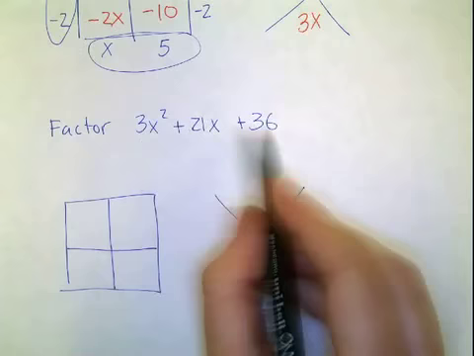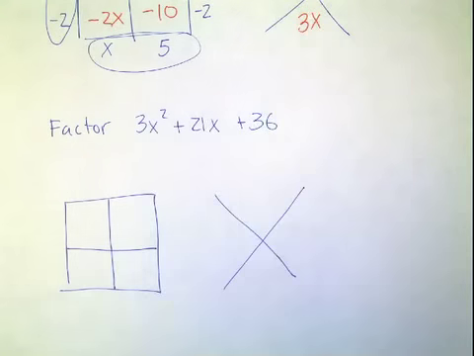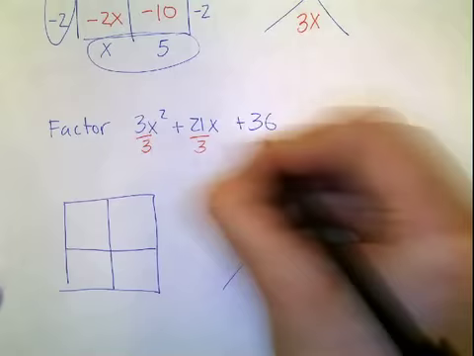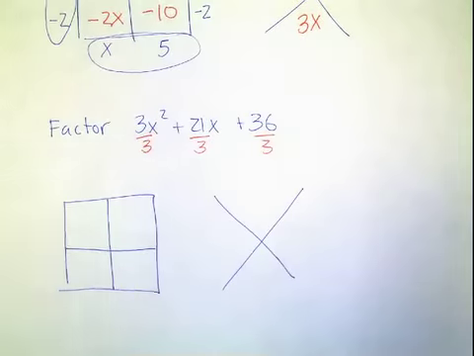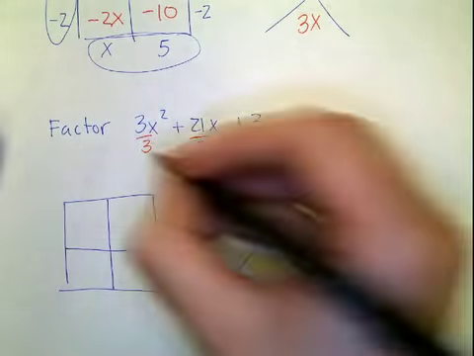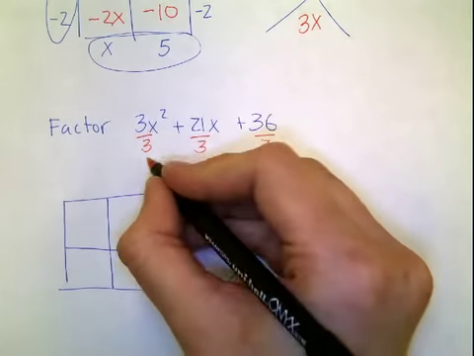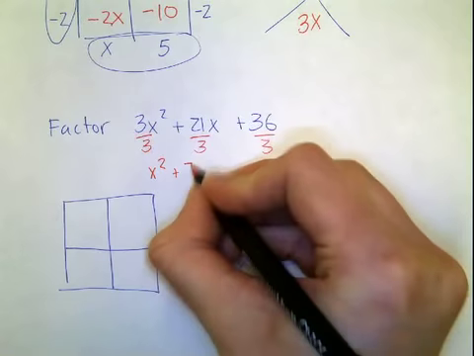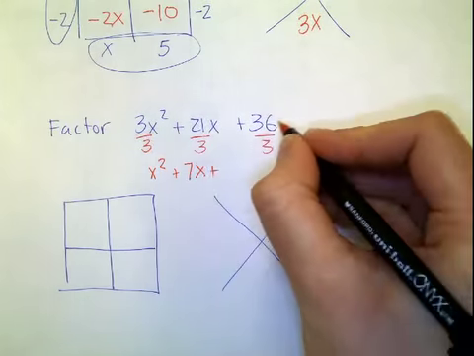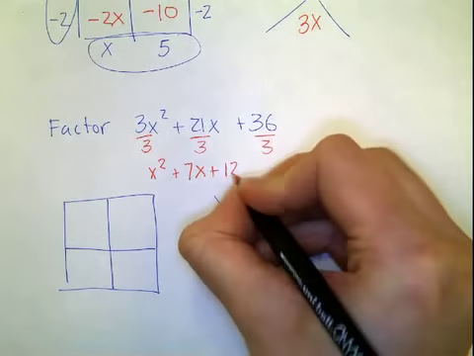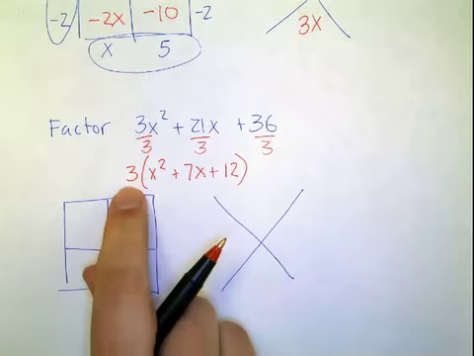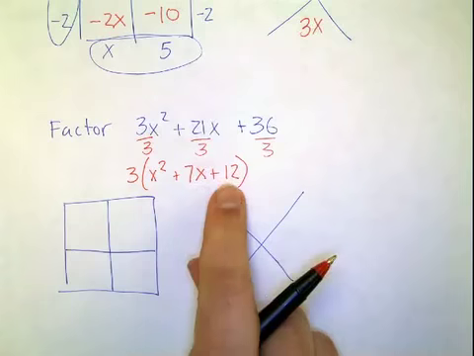Can 3, 21, and 36 all divide by something? And yeah, I can think of something. 3. Divide each of them by 3 evenly. You want to pick the biggest number that they can all divide by. And I think this will work. If you divide by 3, then you're going to have 3 divided by 3 is 1, x squared, plus 21 divided by 3 is 7x, plus 36 divided by 3 is 12. So this is what you get. You divide the 3 out in front. There's the 3 in front. And you have x squared plus 7x plus 12.